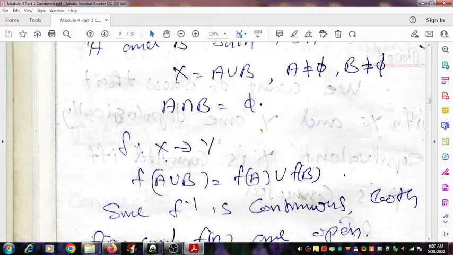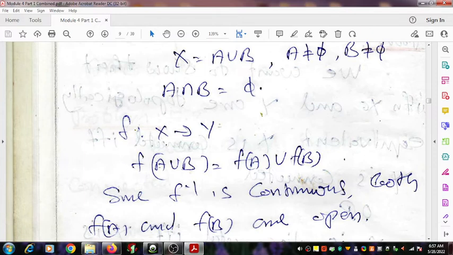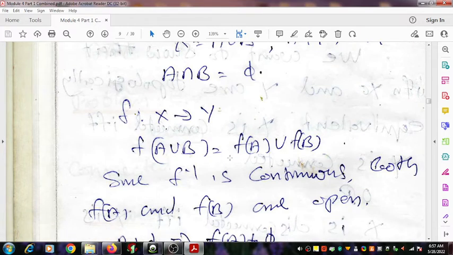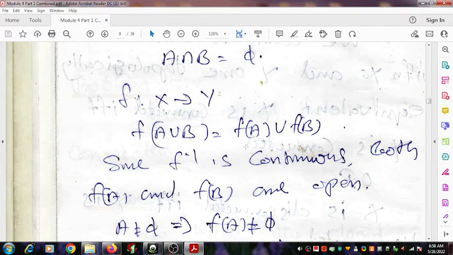F is defined from X to Y. We also know that f of X is the image of the complete space under the function f. But X is equal to A union B, and therefore f of X equals f of A union B, which is equal to f of A union f of B. Why? It's because f is 1 to 1 and onto. The property that f is 1 to 1 and onto says that f of A union B can be expanded as f of A union f of B.